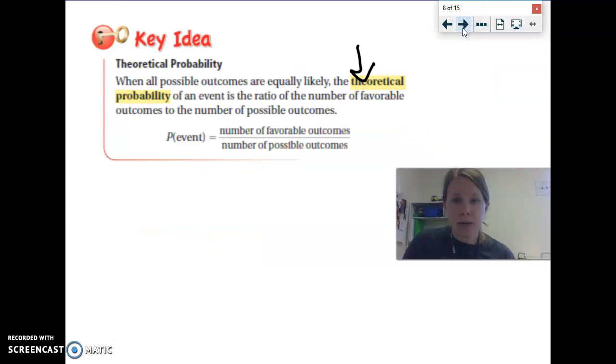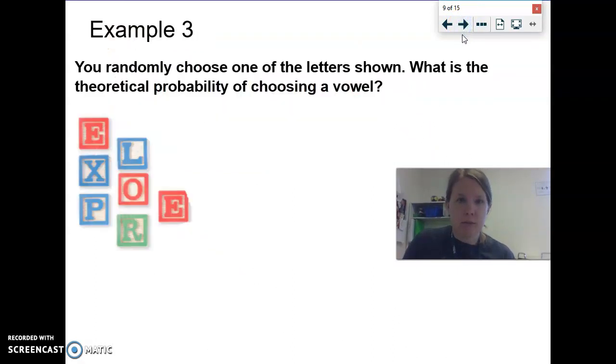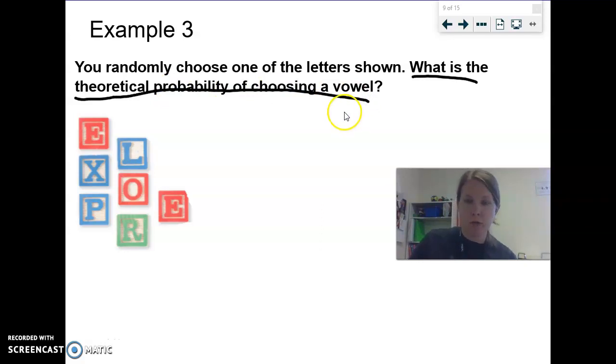So let's go ahead and look at some examples. So here is one. It says you randomly choose one of the letters shown. What is the theoretical probability of choosing a vowel? So this one, again, I didn't actually have an experiment. It didn't say, hey, you picked up 20 blocks, and of the 20, 10 were vowels. This one is just going to tell me what is my likelihood or my chances of picking up a vowel.